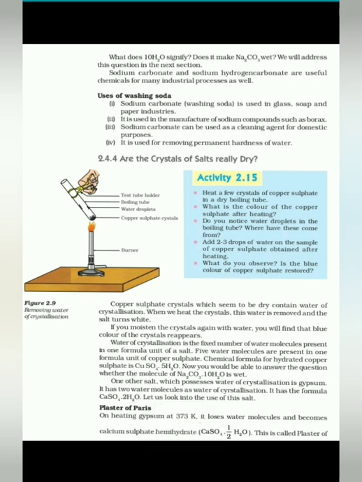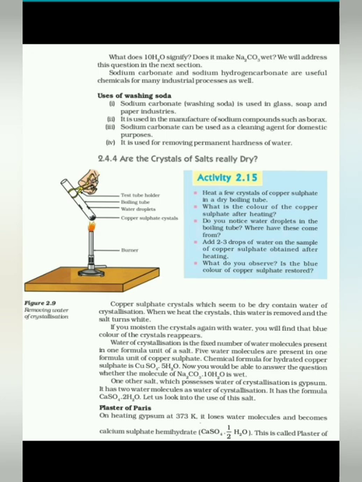What does this 10 water signify? Does it make sodium carbonate wet? This 10 water molecule is called water of crystallization or water of hydration. It is for the formation of crystals from the aqueous solution. Whenever the crystals of salts are formed, then these water molecules are used for the formation of crystals from their saturated aqueous solution, and this is called water of crystallization. Sodium carbonate and sodium hydrogen carbonate are useful chemicals for many industrial purposes as well.